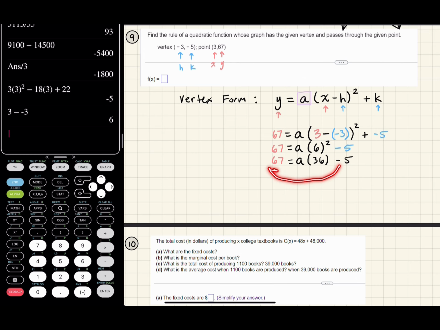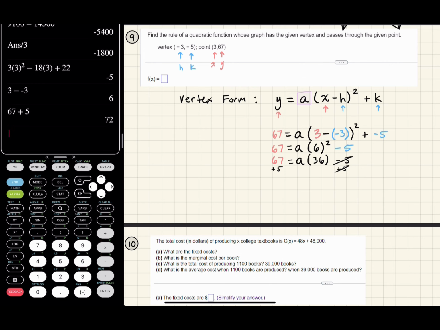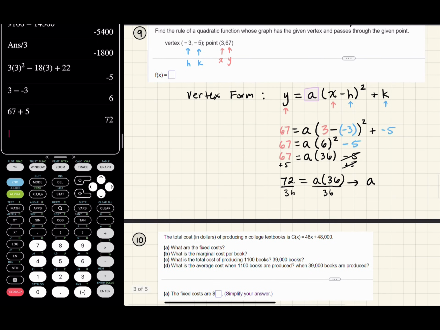So we're just going to move the 5 over by adding 5 to both sides. That gets rid of it over here. What is 67 plus 5? That's 72. 72 equals a times 36. Dividing both sides by 36 should give us an a value that equals, I think 72 divided by 36 is 2.